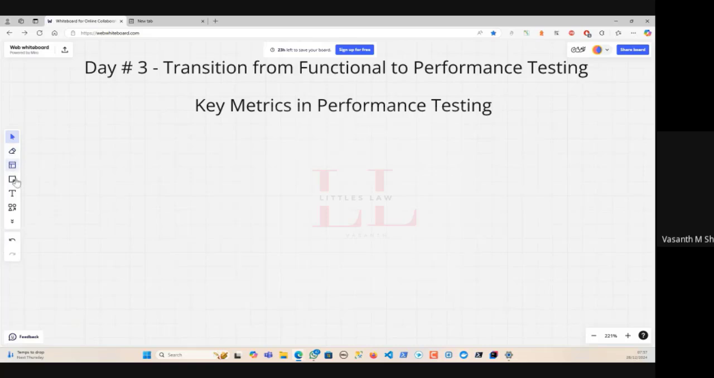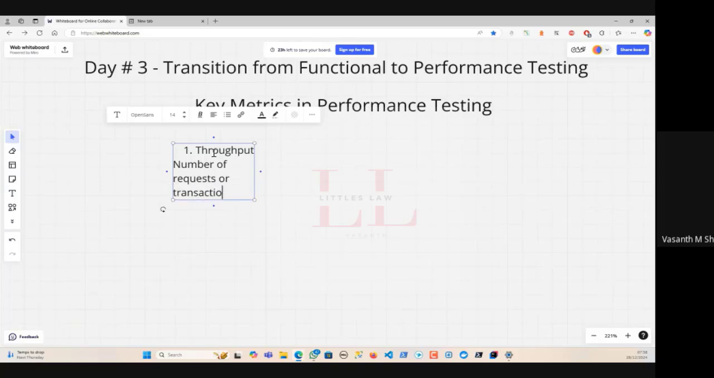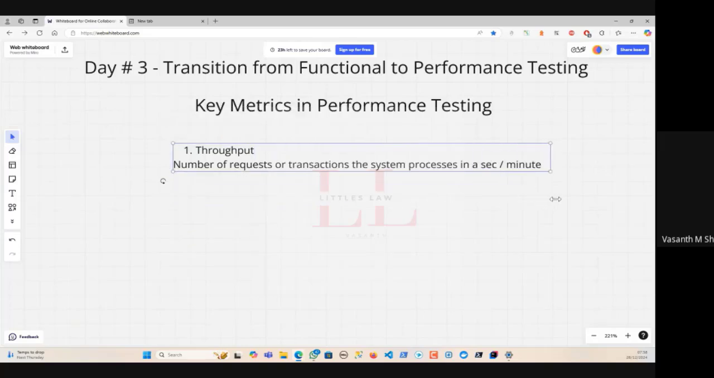The second one is the throughput. Let me add it here. Okay, so when it comes to throughput, what is a throughput? Throughput is the number of requests or transactions the system processes in a second or in a minute. In a second or a minute is the throughput. So how many requests or transactions that the system processes.